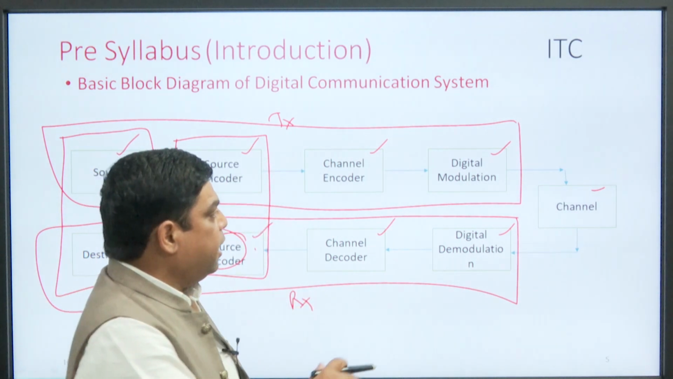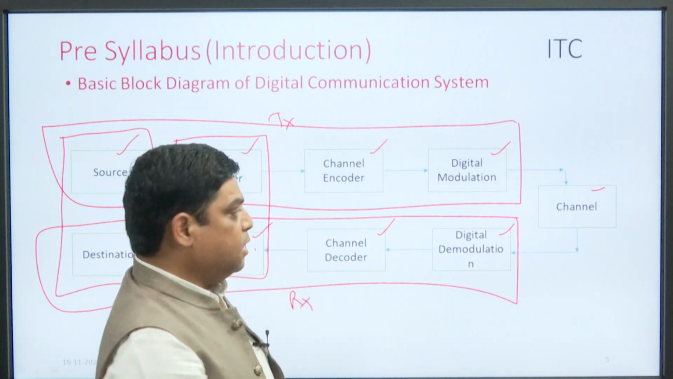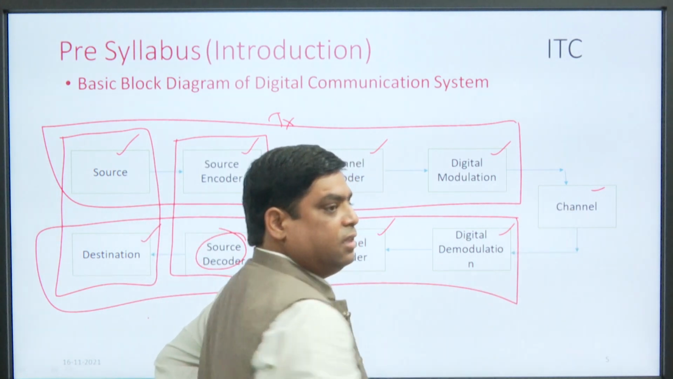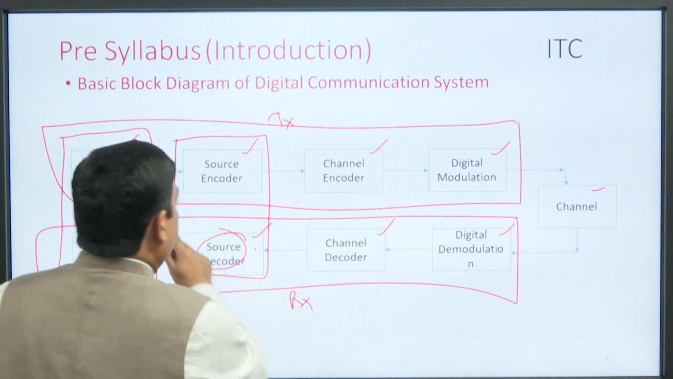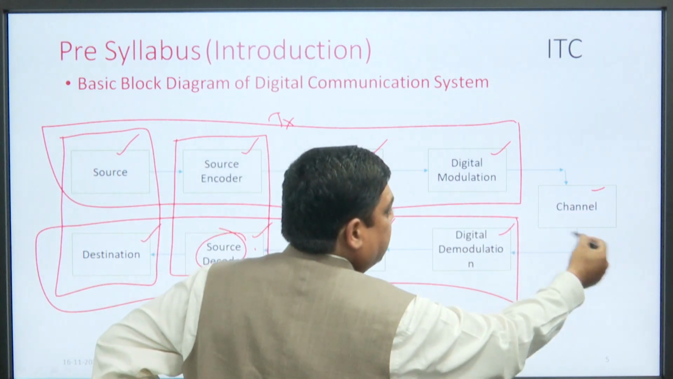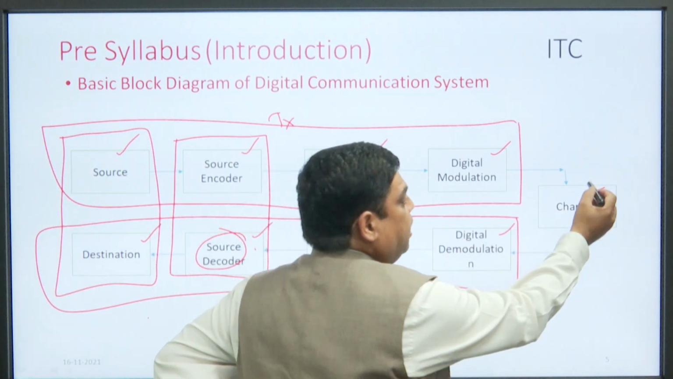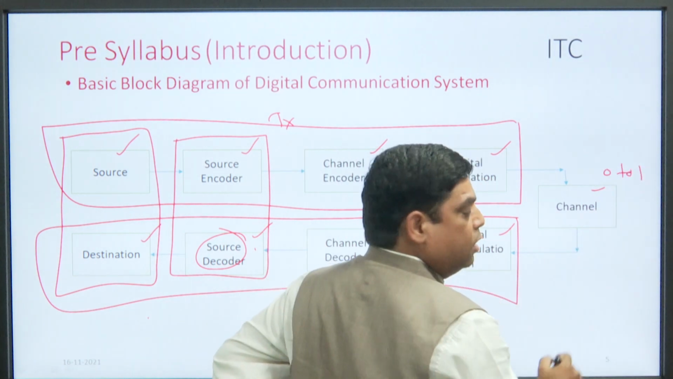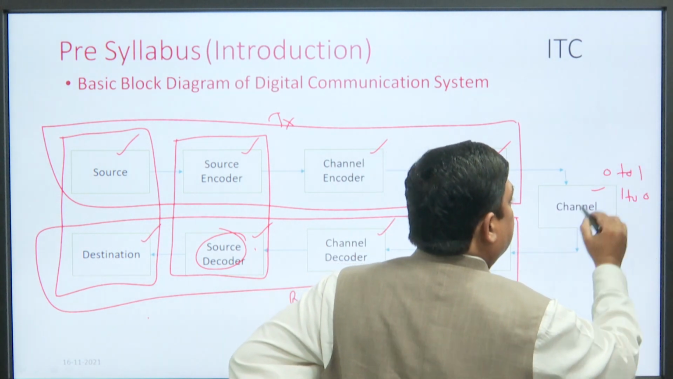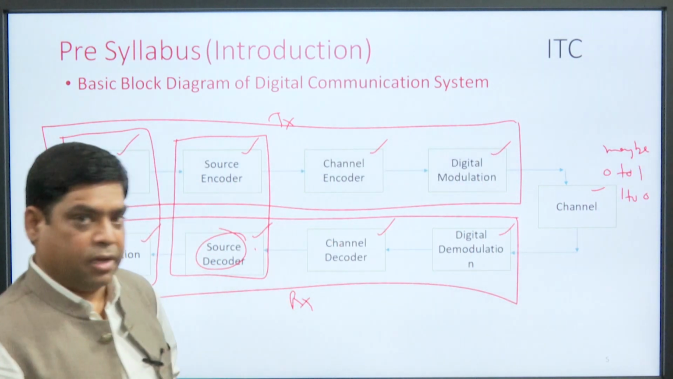And due to some electric signals present, some noise is also present in the channel, and due to this noise, whatever information you are passing from here may get corrupted. If binary information is transmitted, then 0 may be converted into 1 or 1 converted into 0, maybe, not necessarily.